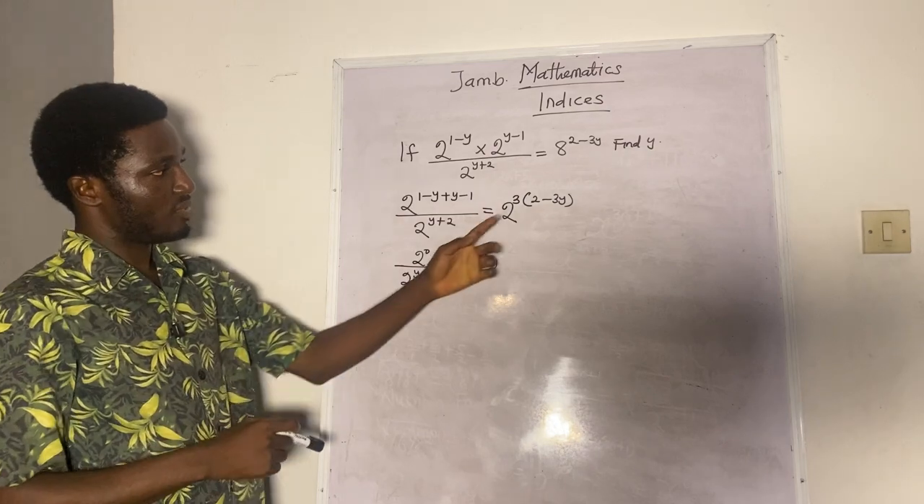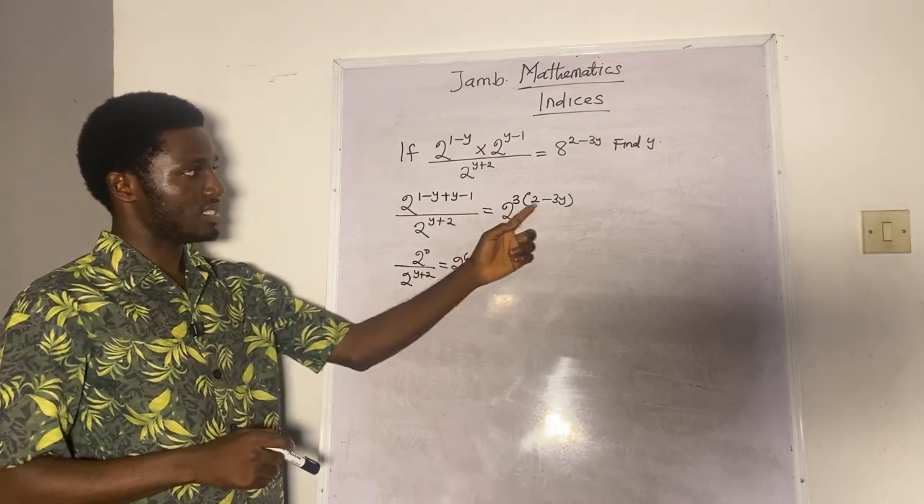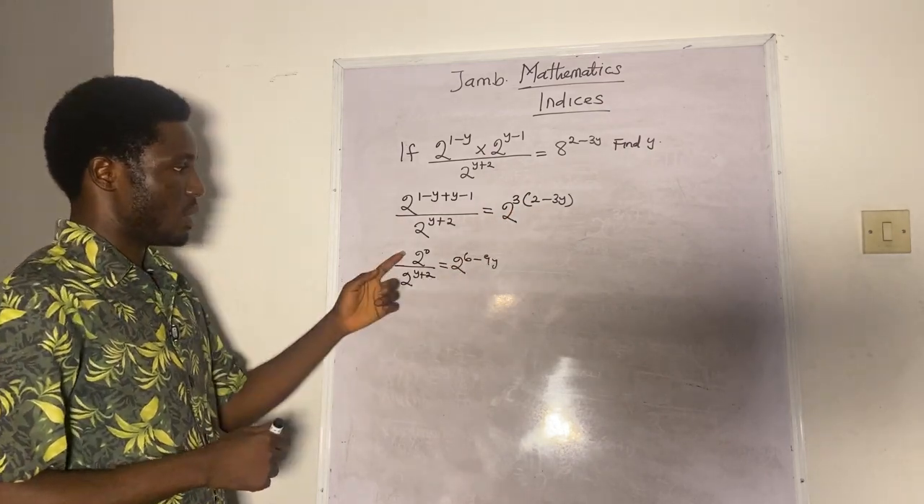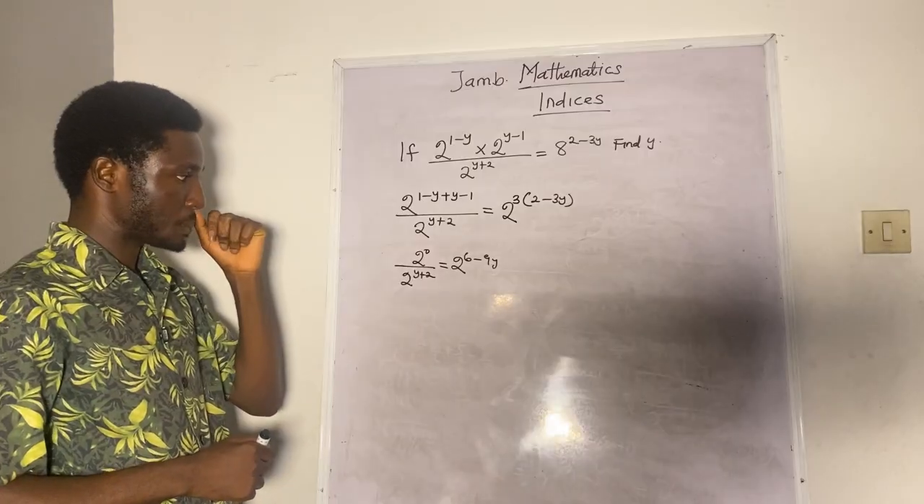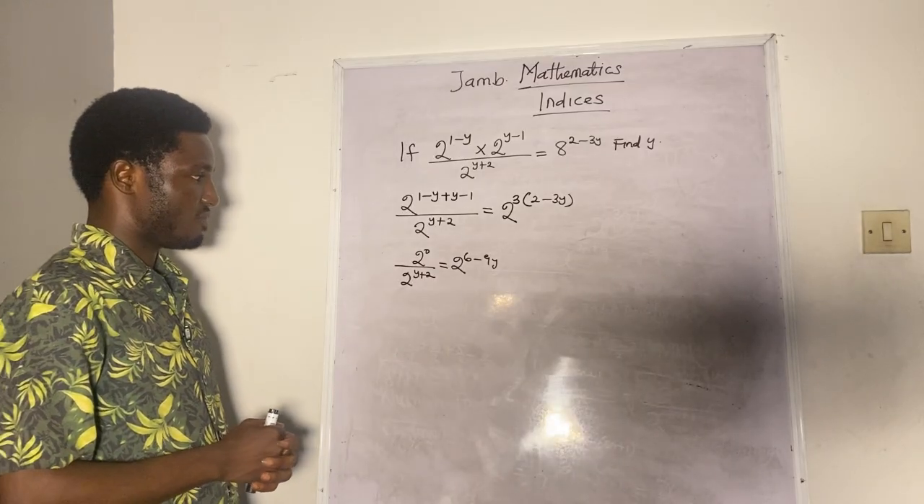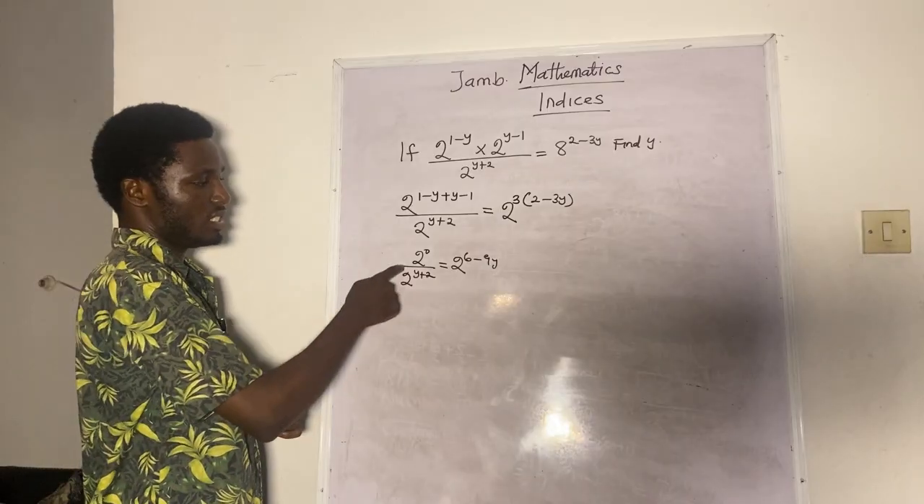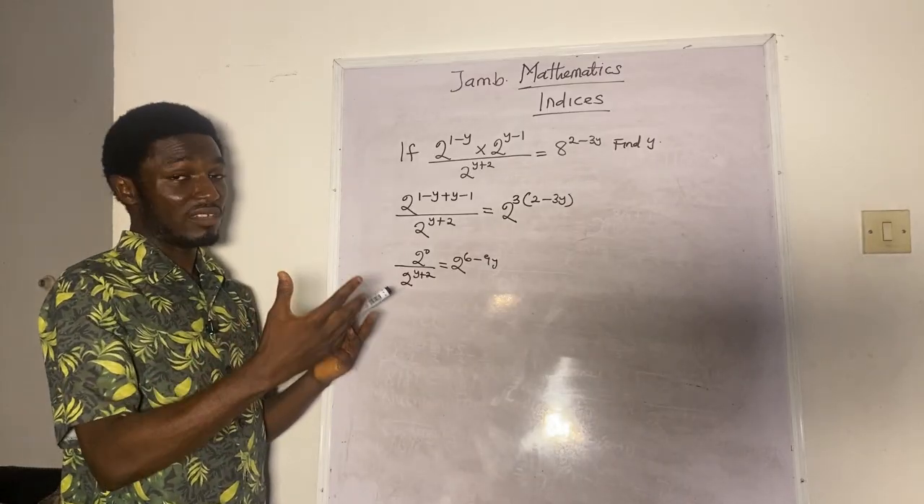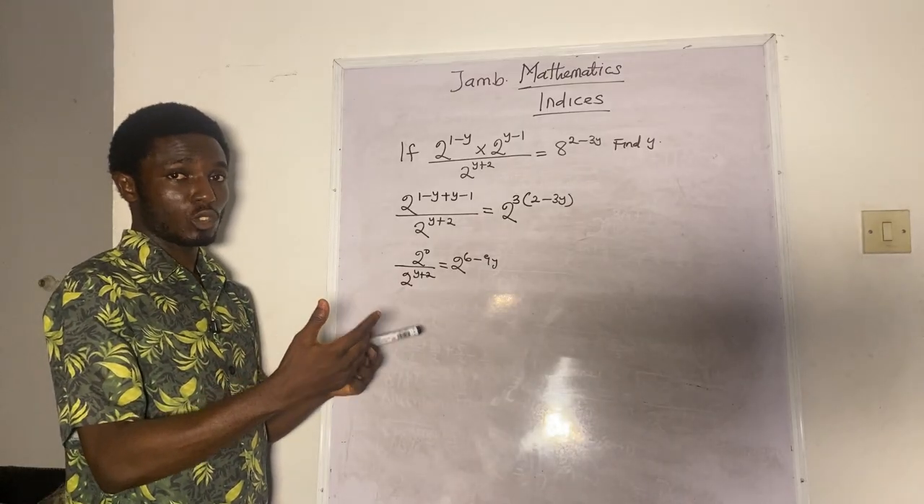If we multiply 3 times 2, we have 6. 3 times 3, we have 9. And we know in mathematics that anything raised to the power of 0 is 1. Good and fine, but let's see how that goes. Since the bases are the same and we're dividing, we subtract the powers.